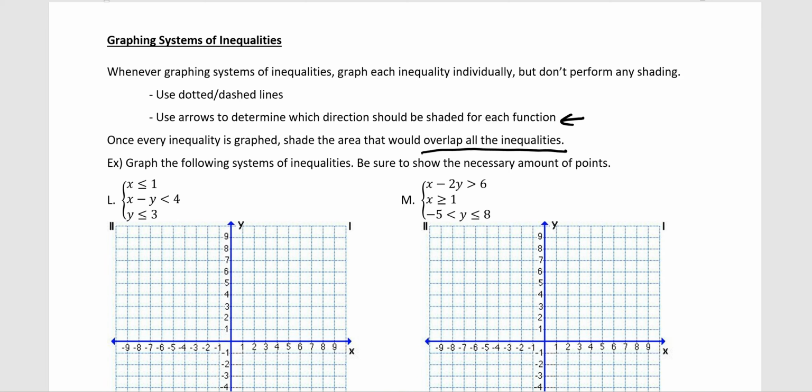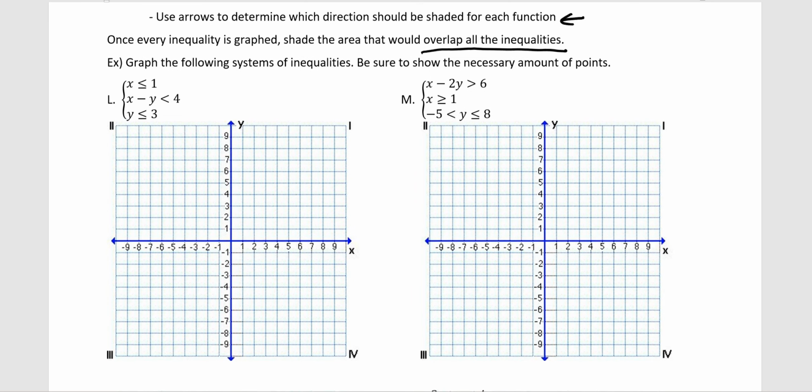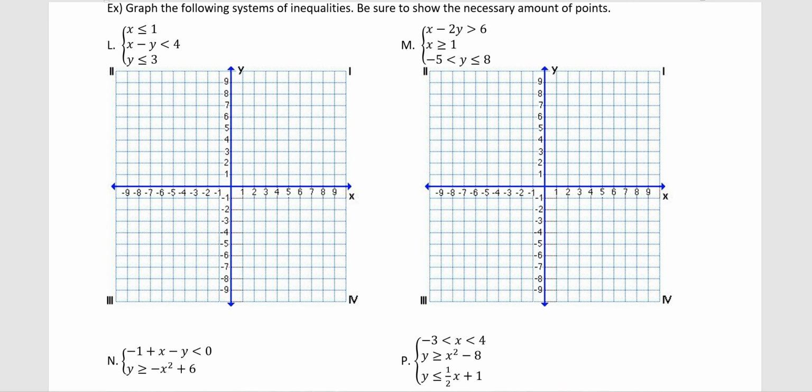So let's try one of these together. Let's look at letter L here. Let's start with x is greater than or equal to 1. So x equals 1 would be a vertical line at 1. Greater than or equal to tells me it's going to be a solid line. And if I plug in 0, 0 here, I would get a true statement. 0 is indeed less than or equal to 1.